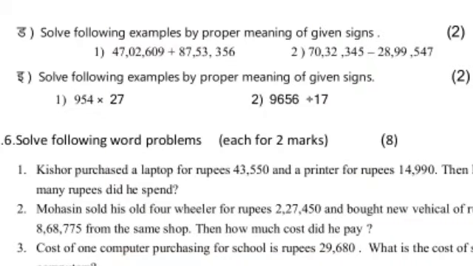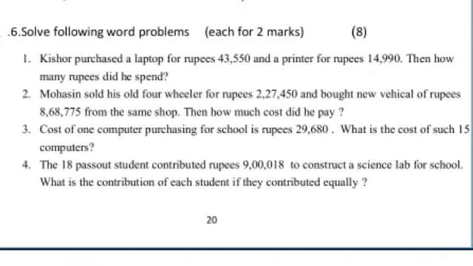Question 6. Solve the following word problems. First is Kishore purchased a laptop for rupees 43,550 and a printer for rupees 14,990. Then how many rupees did he spend?